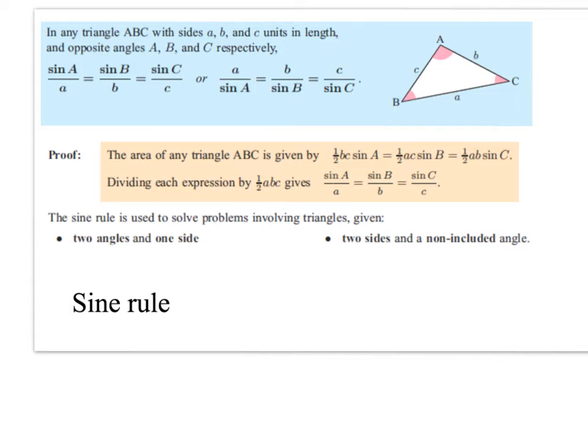And we use this whenever we're given two angles and one side, or when we're given two sides and the non-included angle. Remember, we use the law of cosines if the angle is included between your two sides. But when the angle is not an included angle, then we're going to use the sine rule.